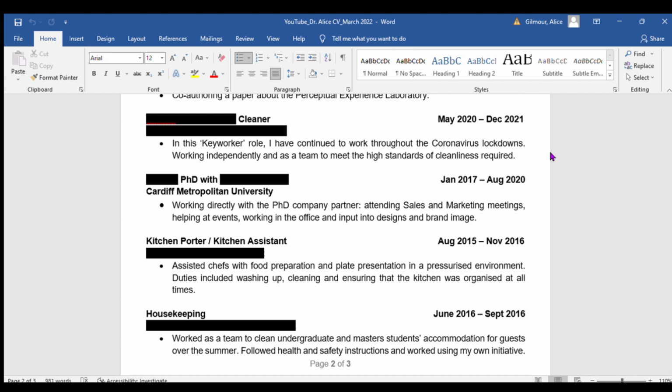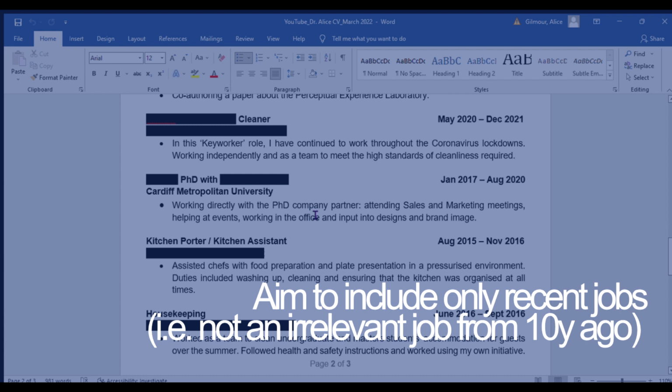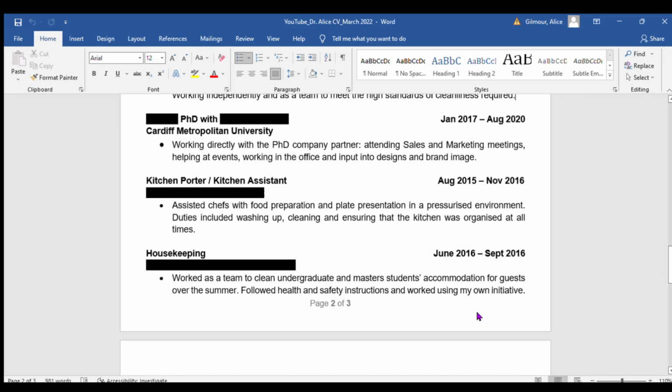So I had a cleaning role for 19 months. I've written that down. This is the PhD. There was a sort of working element to that. Then I had a kitchen assistant role, so I include that, and then also a housekeeping role. So perhaps for my next role I might actually just take these 2 jobs off, because it was quite a few years ago and it's not really relevant. But yeah, when I was finding my first job in academia, I thought it was good to include these.